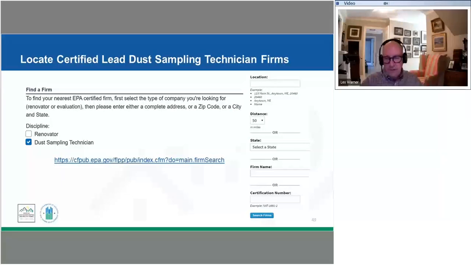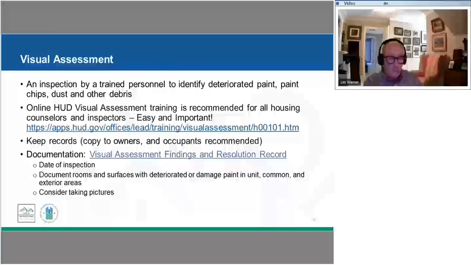You could also, with this, be able to verify that the EPA is listing them as being a currently certified firm as part of that. And so we've provided a link, and that should be useful for you.